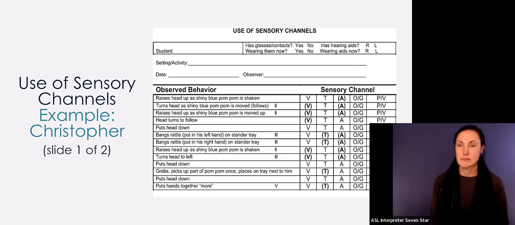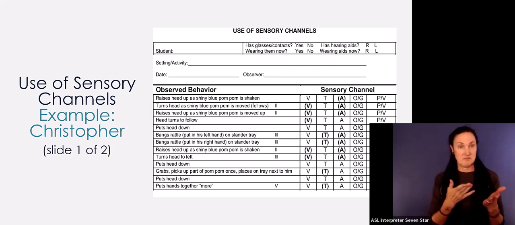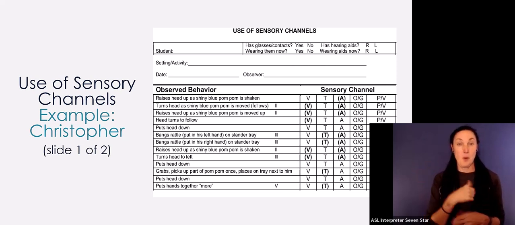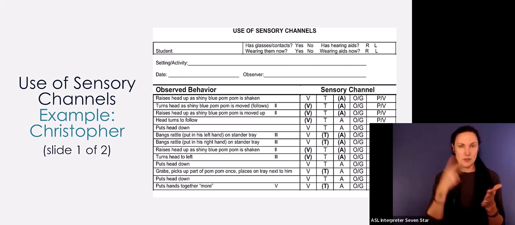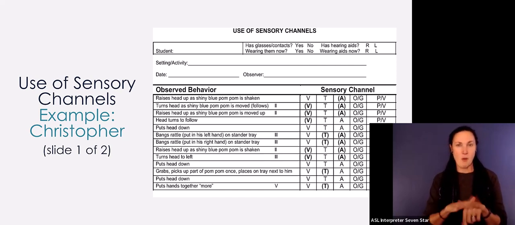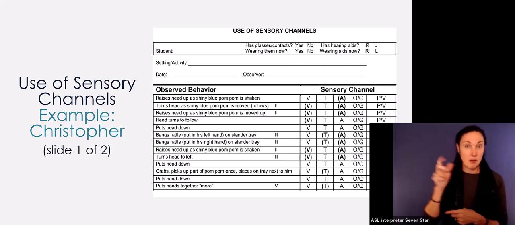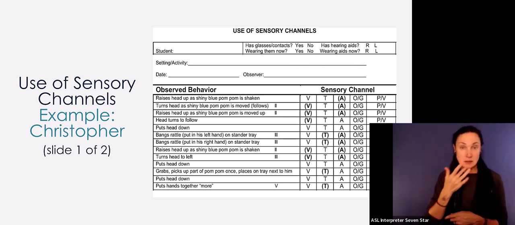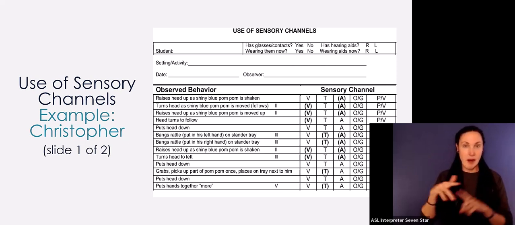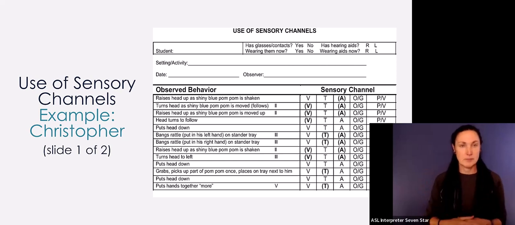So this is that use of sensory channels we talked about. And what we did was write down exactly what we saw him do. And then we looked at, is it visual? Is it tactile or touch? Is it auditory? Is it olfactory or gustatory, taste and smell? Or is it proprioceptive and vestibular? So one of the things we looked at, we tallied that all up, and I think the next page is going to show the amount.